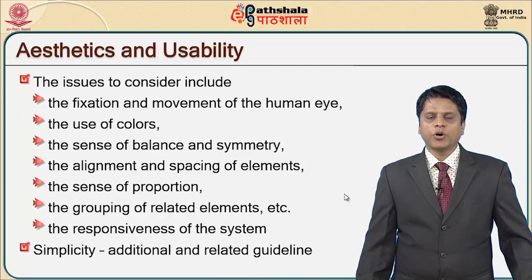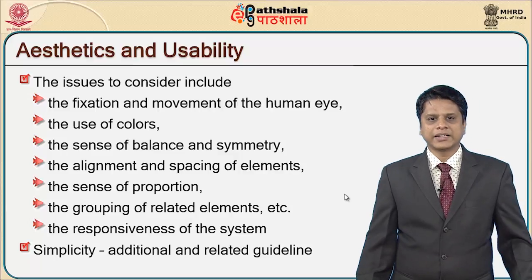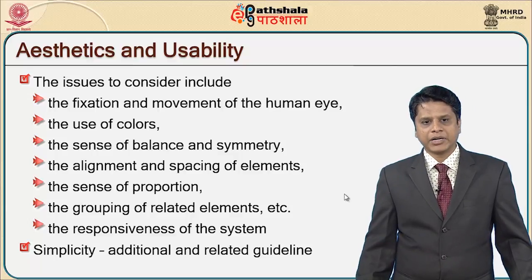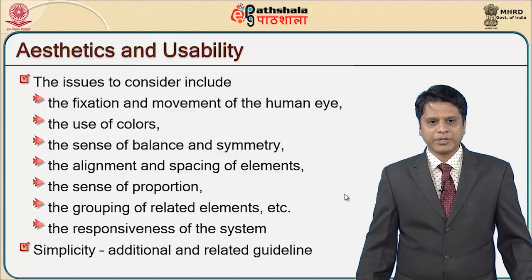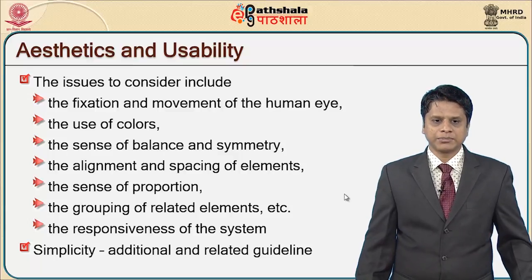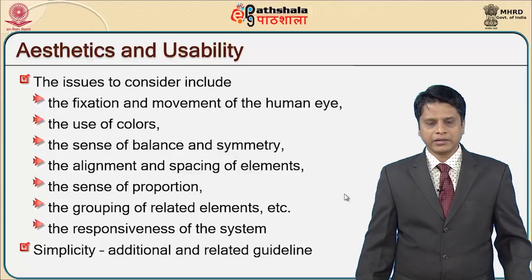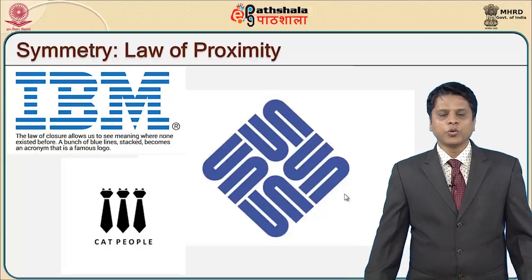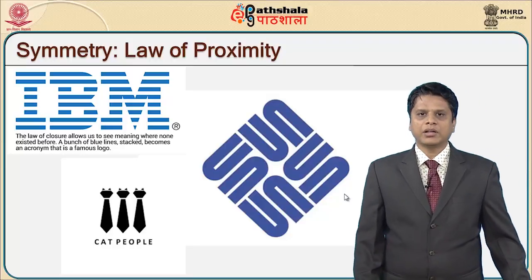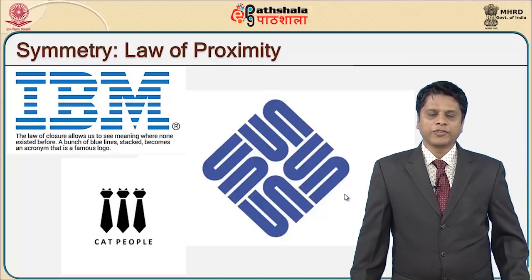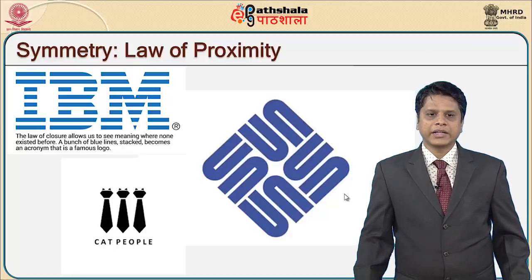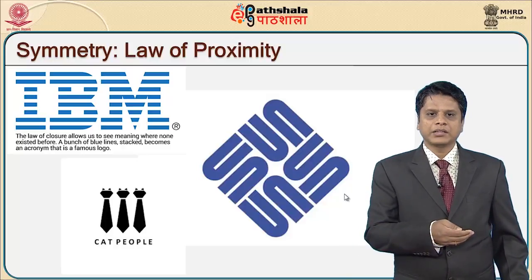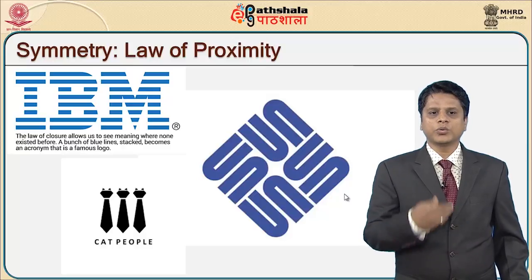The issues that we are about to consider when we are about to do the aesthetics include the fixation and movement of the human eye, the use of colors that we provide on the forms, the sense of balance and symmetry, the alignment and spacing of elements, sense of proportion, grouping of related elements, the responsiveness of the system, simplicity, additional and related guidelines. So if you look at these three common logos that you have seen, the first logo is like horizontal lines that are given with appropriate spaces that made it out to be a very good logo.